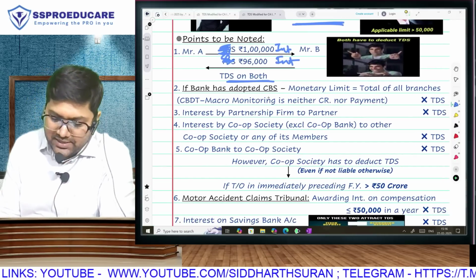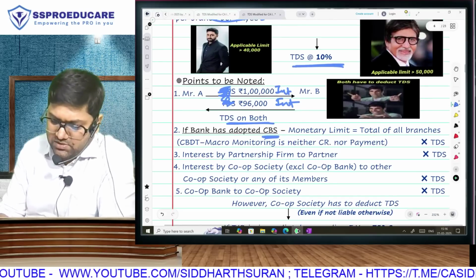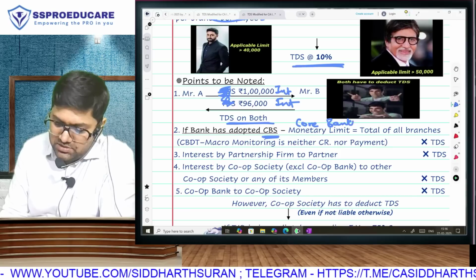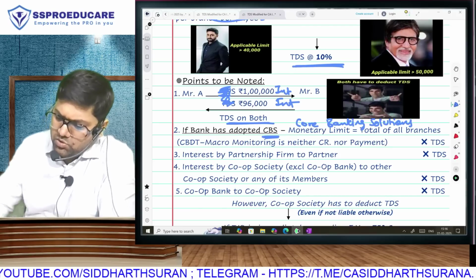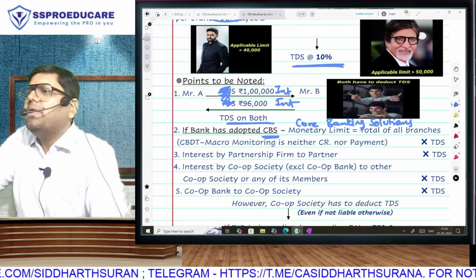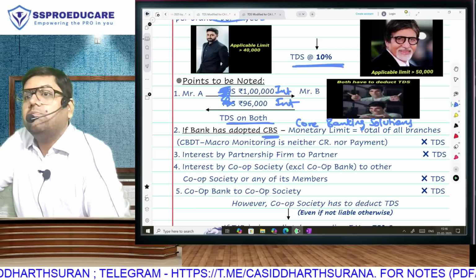If there is a bank that has adopted something called CBS, you must not know what CBS is. I'll write the full form here. Core banking solutions. You must not know this also. No problem. I will explain. Everyone focus. Core banking solution basically means centralized accounting. Core banking solution means what?